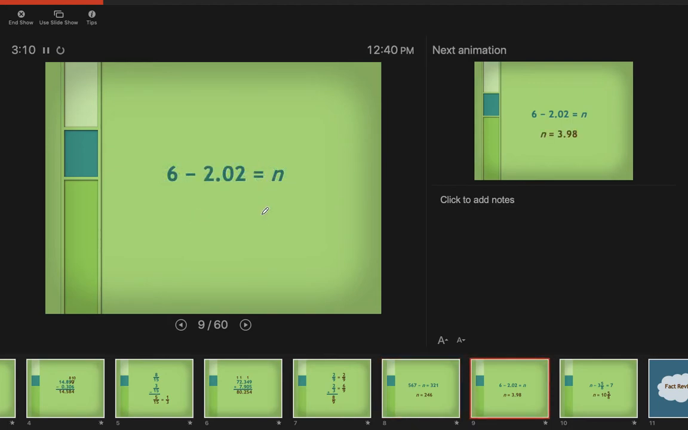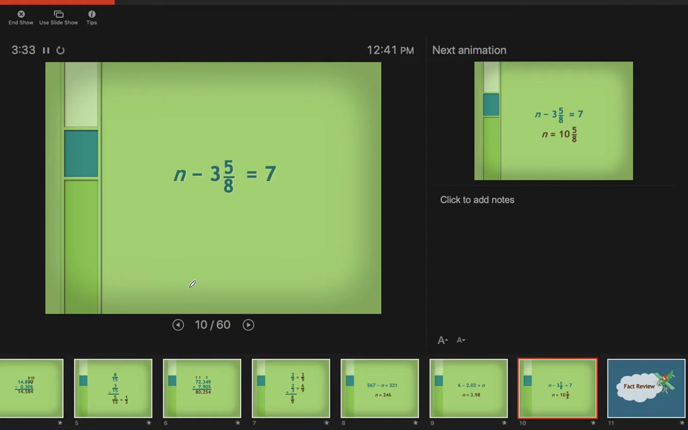Let's try this one. 6 minus 2.202 is equal to n. Well, that one's simple, but when I work it out, I am going to need to annex zeros. Make sure you annex your zeros there, and then you're going to have to come over here and borrow from the 6, and then continue on. You should get a value of 3.98.